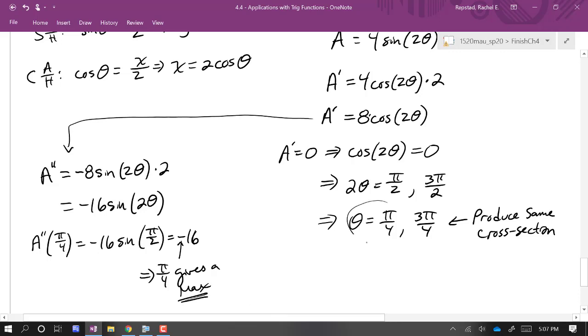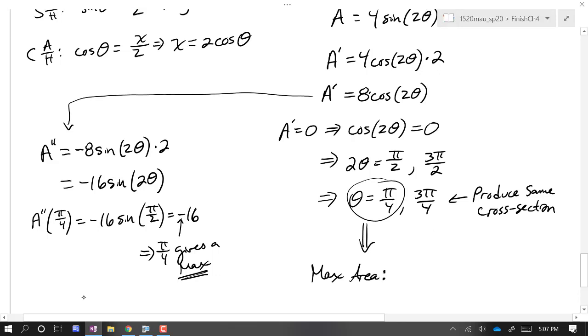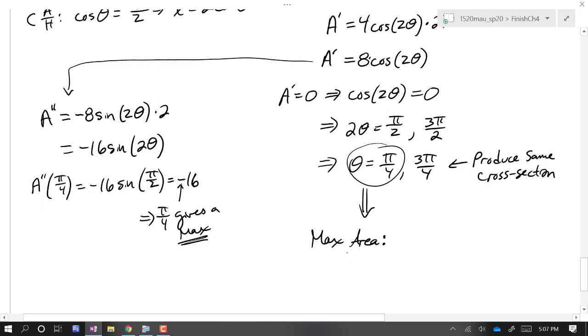So now let's go ahead and find the maximum area. We get 4 times sine of 2 times pi over 4, which is 4 times sine of pi over 2, which gives us 4. And our units are in feet, so the area is in square feet.